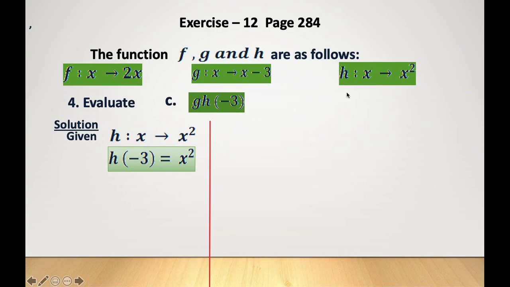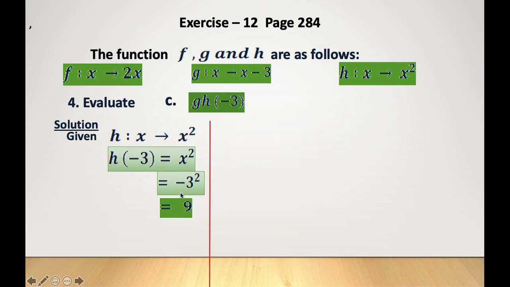Okay, so here h of x is x squared. So this x squared will be substituted by the function input, that is negative 3. So what you get is negative 3 the whole squared, which is going to be 9. Now you have h of negative 3. What is h of negative 3? It is 9.